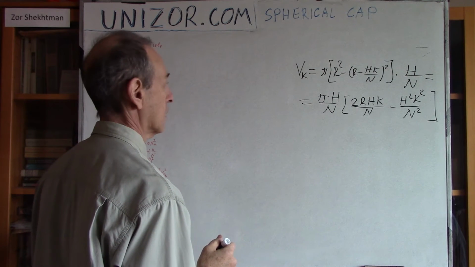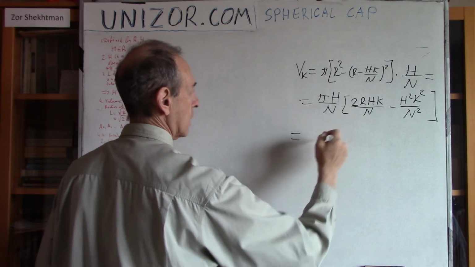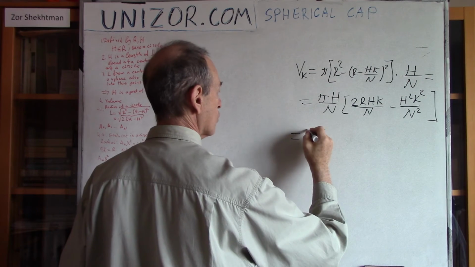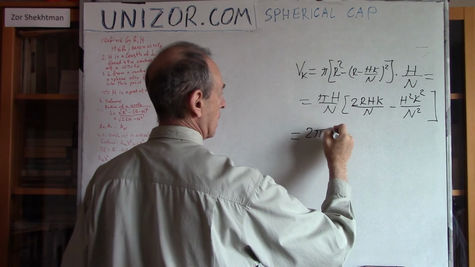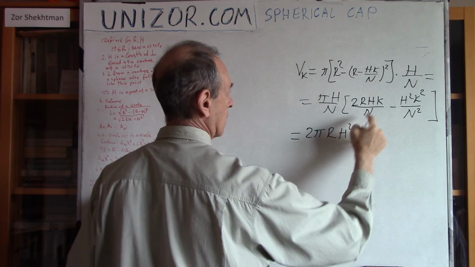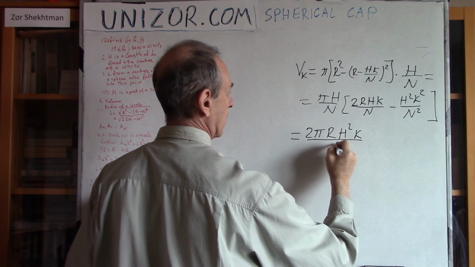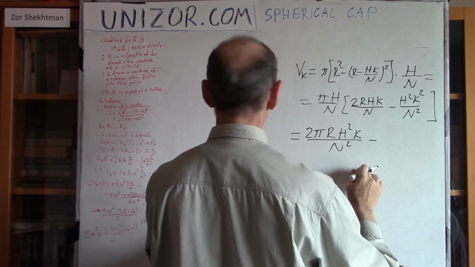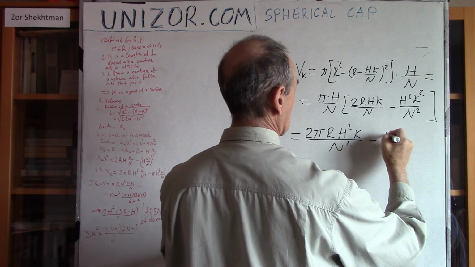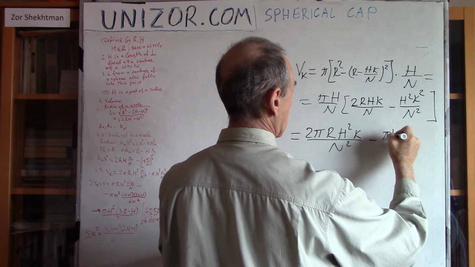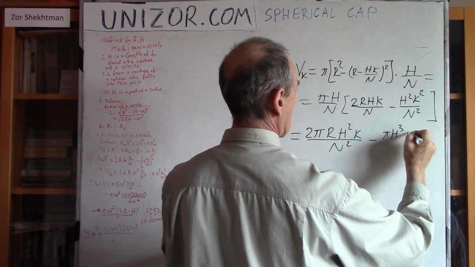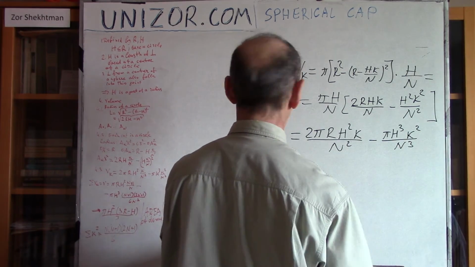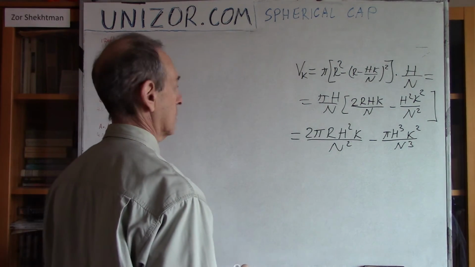2 pi equals h and h, so let me just open it up. So it's 2 pi r h square k divided by n square, right? N and n. Correct? Correct. Minus pi h, and h square is h cube, k square divided by n and n square, n cube. Do I have the same? Yes.